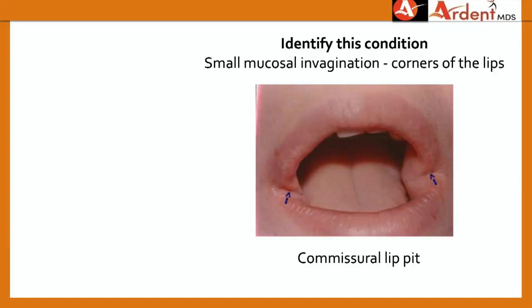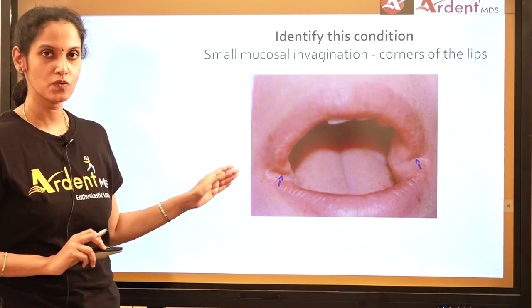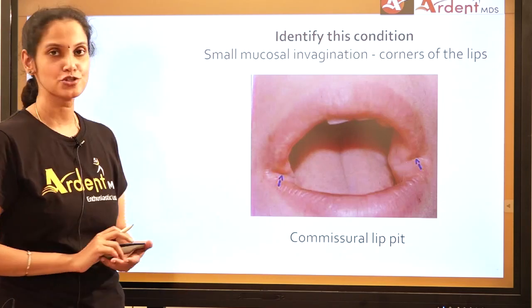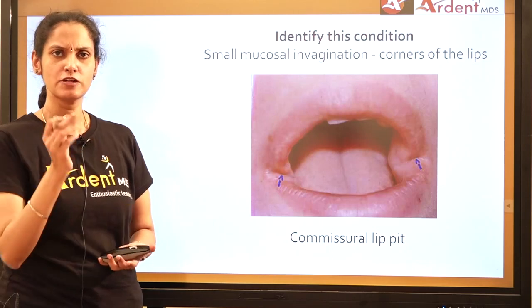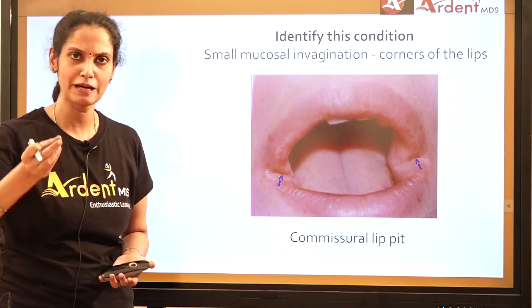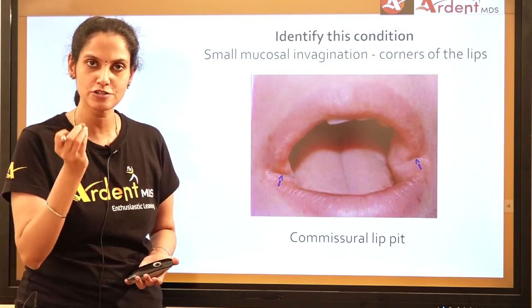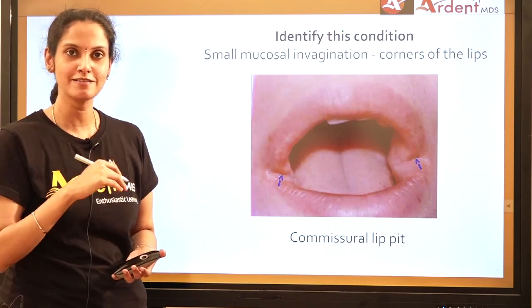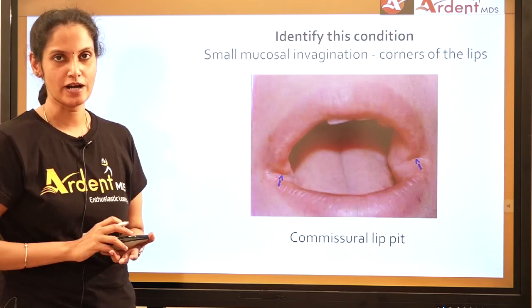Identify this condition. There are small mucosal invaginations on the corner of the lip. You find that? Yes. So, as the name goes, according to the anatomy, they are nothing but the commissural lip pits. And when you try squeezing out this portion or try palpating, you will find a few secretions coming out. That is because of the minor salivary glands present at the depth of these small invaginations.